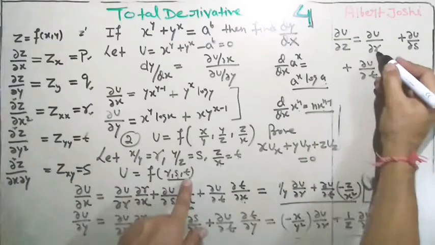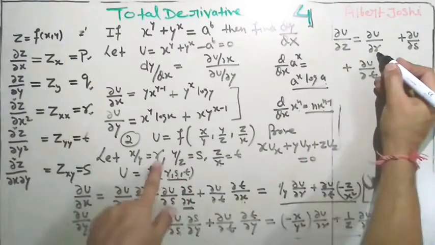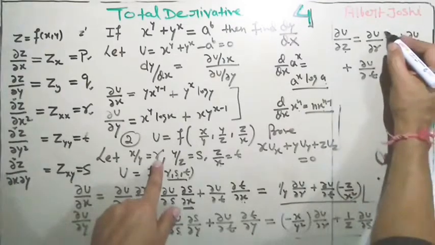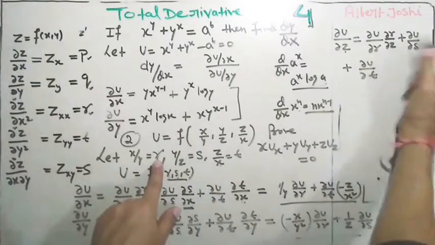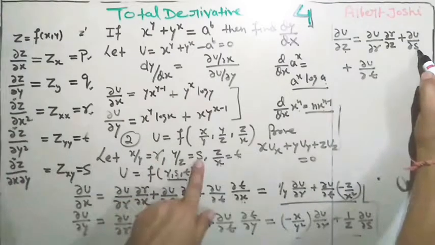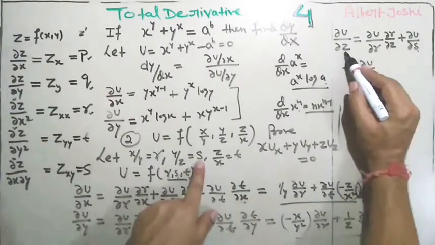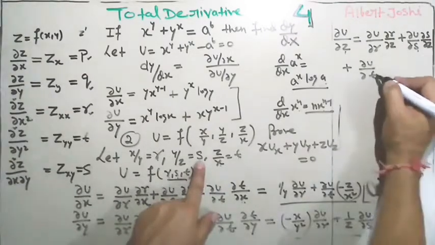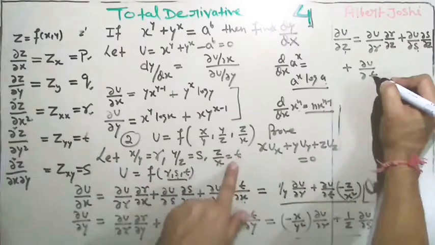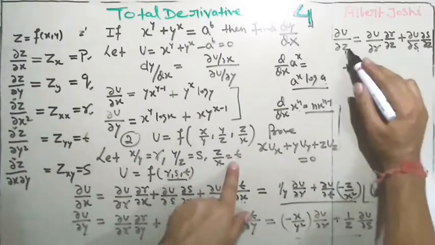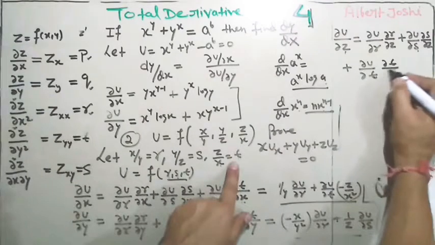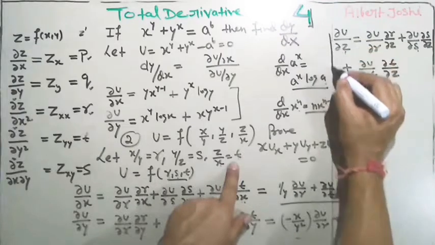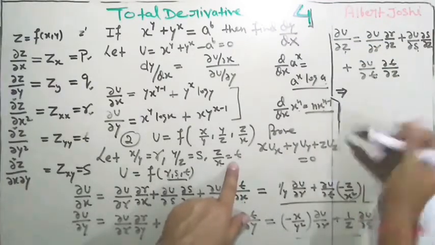Now this r is also a function. You differentiate this r with respect to z, so del r upon del z. Now this is also a function, and you differentiate it with respect to z, so del s upon del z. This is also a function, and you differentiate with respect to z, so del t upon del z. So now this value will come.